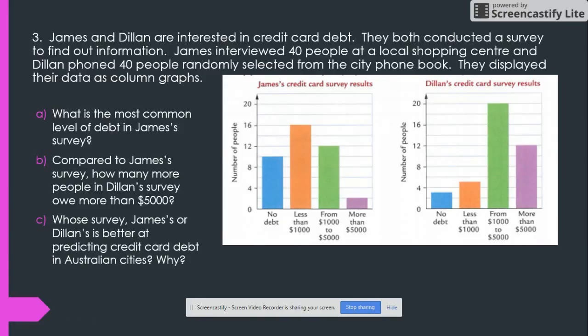Whose survey, James or Dylan's, is better at predicting credit card debt in Australian cities, and why? I want you to think about that. Remember, we spoke about where they did it. The answer is Dylan's, because he used a random sample. Really, really important to use a random sample.